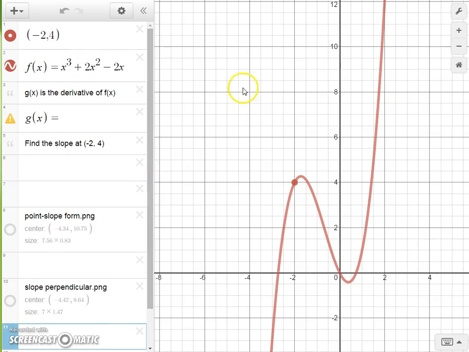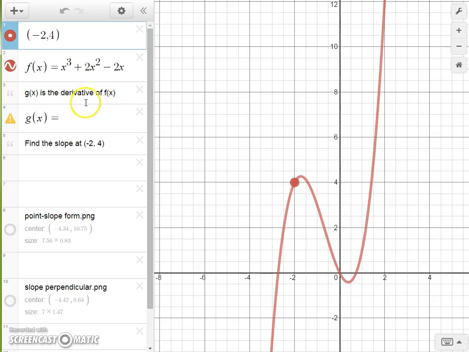So here, the red graph that you see here is my f of x. My f of x is equal to x cubed plus 2x squared minus 2x. And I've selected the point, the point is -2, 4. Negative 2, 4 is right there. So -2, 4 is a point on this curve.